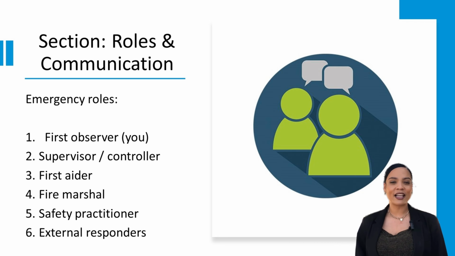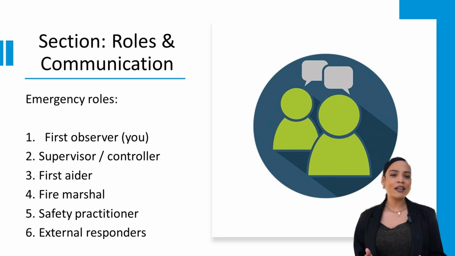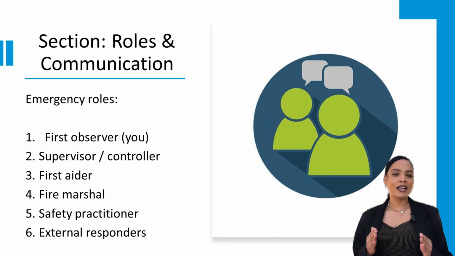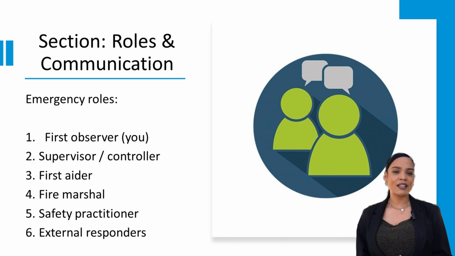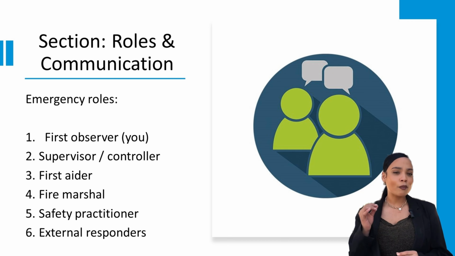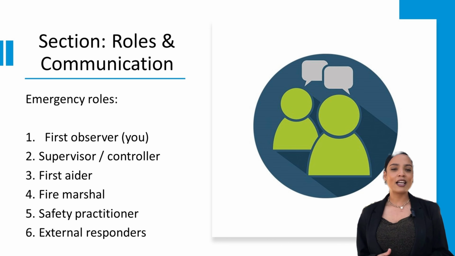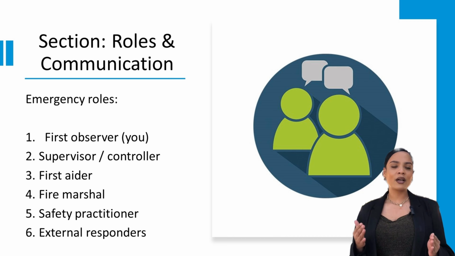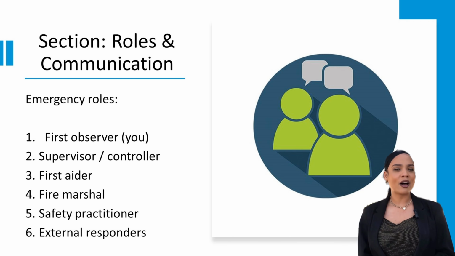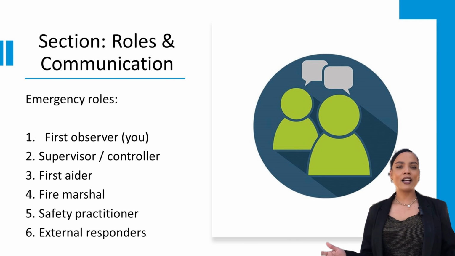In an emergency, confusion wastes time. Roles make action clear. Typical roles include the person who discovers the emergency, the section controller or supervisor, first aider, fire warden or marshal, safety practitioner, and external responders. Alarms: I know how alarms sound on the site and what each signal means. I know where the call points are and who to contact. Communication: I speak clearly, say what happened, where it is, who is affected, and what has been done so far. I do not speculate. I share facts.